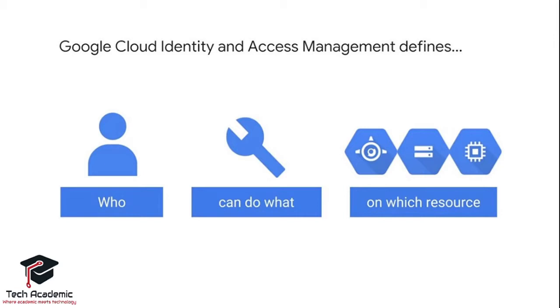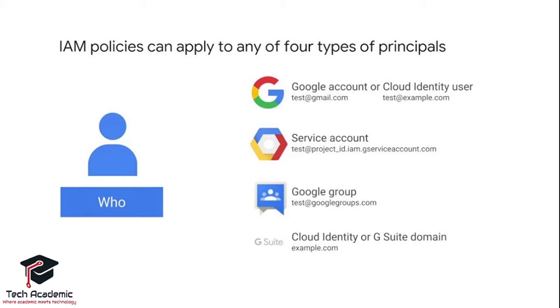In this lecture series on Google Cloud IAM, we will discuss the IAM policies that can apply to different kinds of principals over Google Cloud. First, we will talk about who. The who part of an IAM policy can be a Google account, a Google group, a service account, or an entire G Suite or Cloud Identity domain. As you can see, a Google IAM policy can apply to any of these four principals.